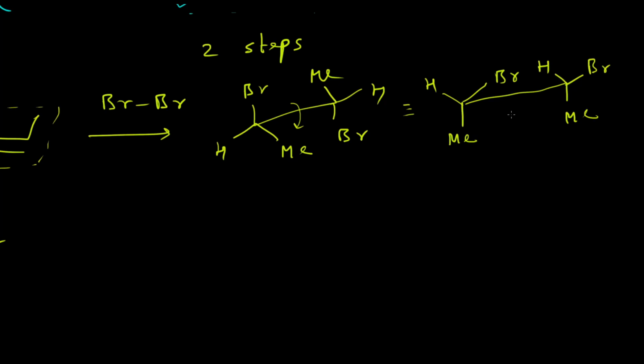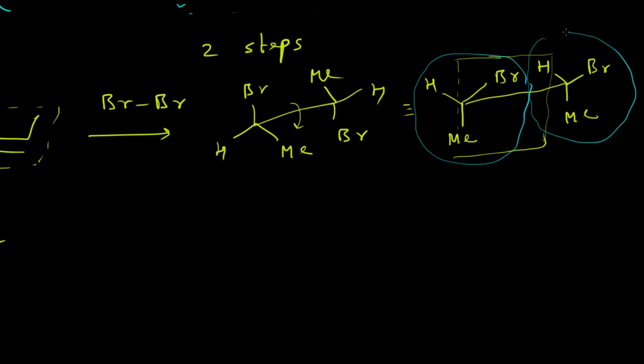So here you can see that this molecule contains a sigma plane. One half of this molecule is the exact mirror image of the other half of this molecule. These types of molecules are called meso compounds, which are optically inactive. If the configuration of one half of this compound is R, the other half will be of S configuration.